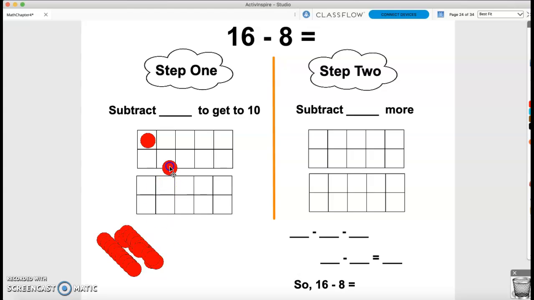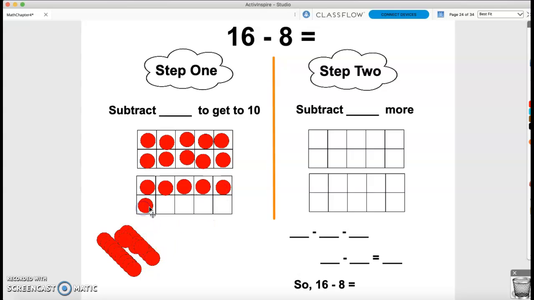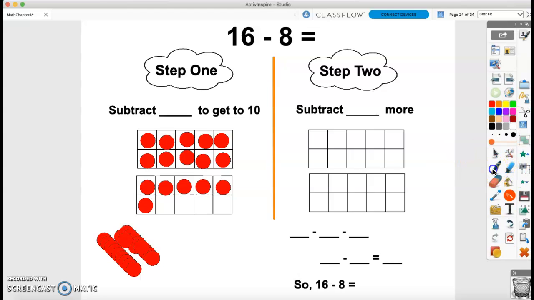1, 2, 3, 4, 5, 6, 7, 8, 9, 10, 11, 12, 13, 14, 15, 16. So we've put 16 down.